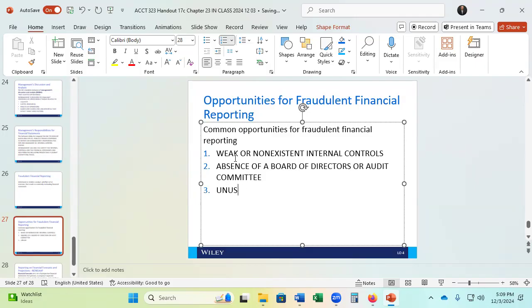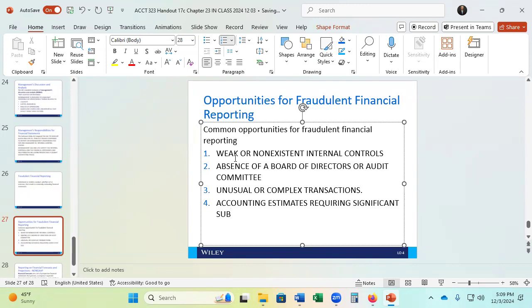Unusual or complex transactions, right? That especially occurred in finance and caused some of the problems that we had in 2008. Accounting estimates requiring significant, subjective judgment. And then the last one would be ineffective internal audit. Obviously, that's not everything, but that's some of the big ones.